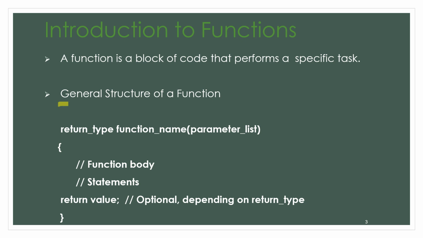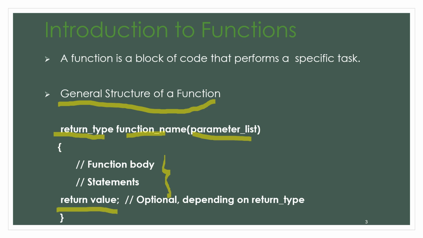So this is the general structure of a function, or syntax of the function. Return type, function name, then parameter list. Open curly braces, within which we write the function body and statements, then we write the return value. It is optional depending on the return type. Then close the curly braces. This is called the function header. These lines are called the function body.